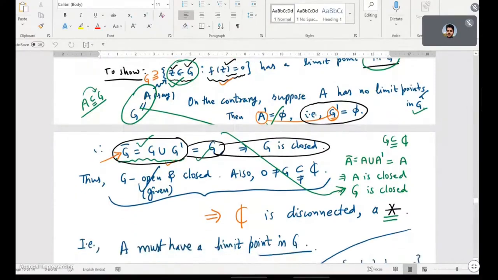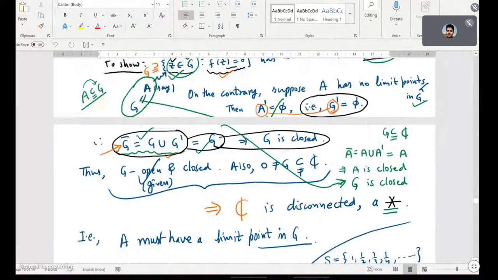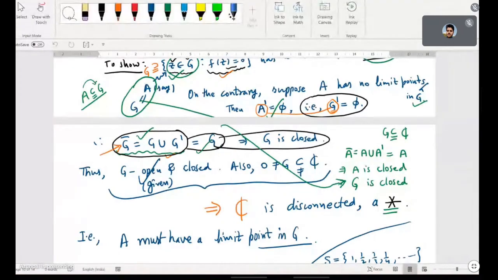Class, there are two things about connected and disconnected. There are various ways of calling a set connected or disconnected. Now I am mentioning two statements, so please listen to both these statements very carefully. One of them I have used here to declare disconnectedness, and one I shall be using today regarding connectedness.